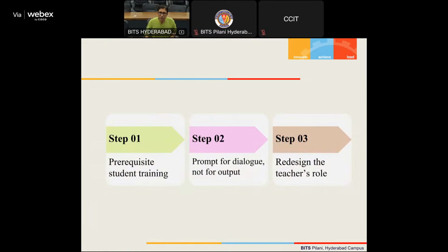Now, step one was prerequisite. So there are three things you are required to do if you want to use it in any other context. First, you need to do some prerequisite student training. Then you teach them how to create prompts for dialogue and not for output. And the third, in the process, is how you redesign your own role. For example, earlier you were going everywhere correcting papers and checking things. Now you can do it in a different way. You can tell them what to ask and how to do this, but not take the content and claim the content as their own.